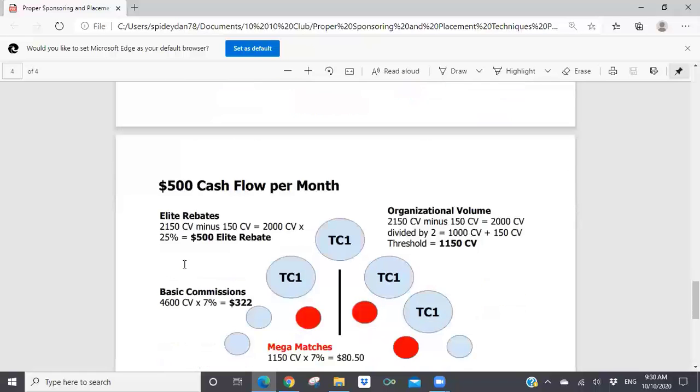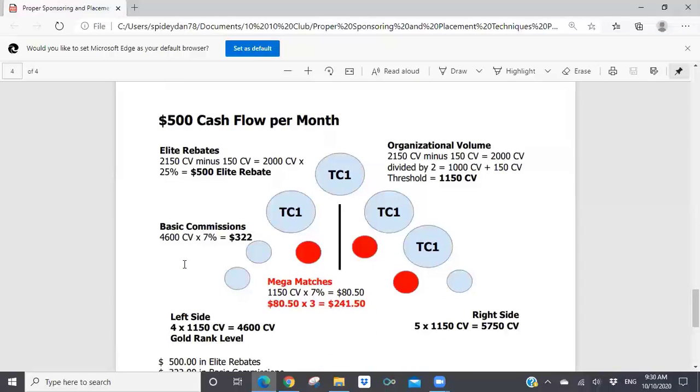So using the same situation, you can see that my basic commissions have increased to $322, and my mega matches have increased to $241.50. You can see my left side volume is now above 4,500. My right side volume is almost 6,000. But my left side volume, I'm now at the gold rank.